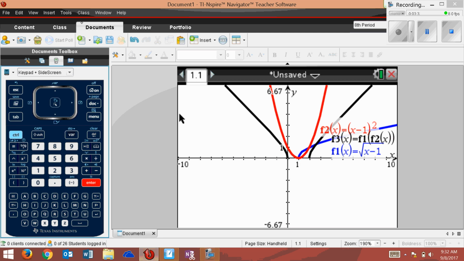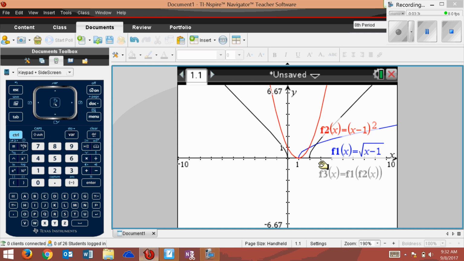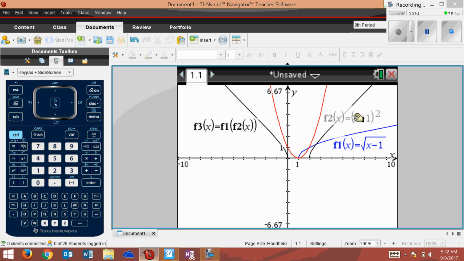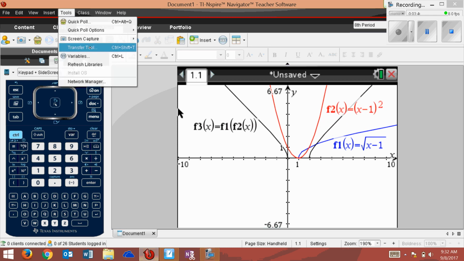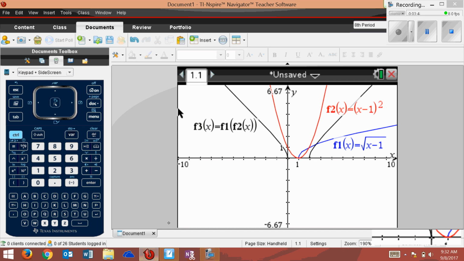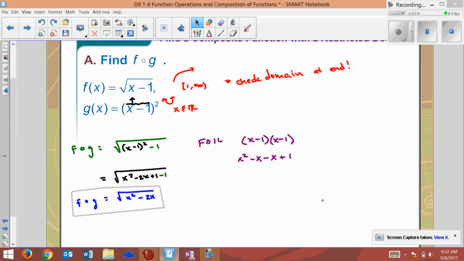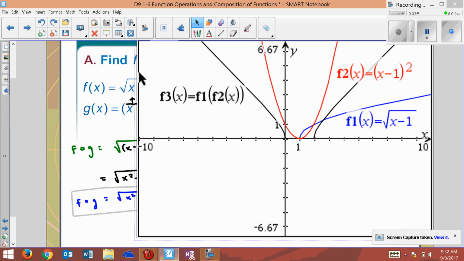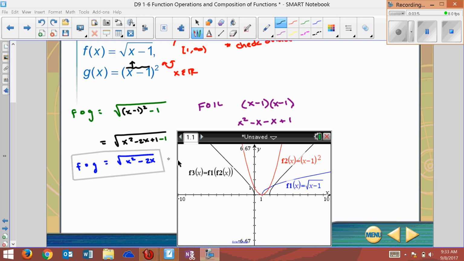Now I want to take a picture of this real quick. And I'm actually going to move some of these names around so you can see the labels easier. Okay, now that I have that, I'm going to take a picture of this, and we're going to come back over here. I'm going to paste it. And now that I've done that, I'm going to point out that this graph is this equation here. And now we're going to look at the domain.